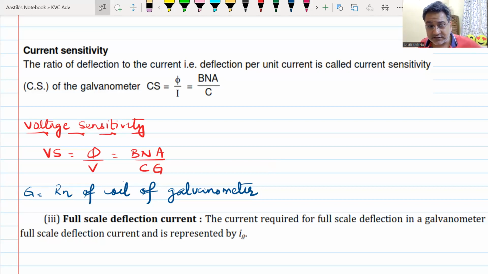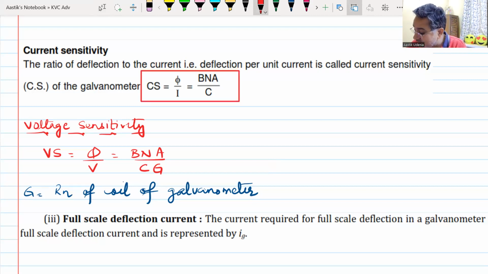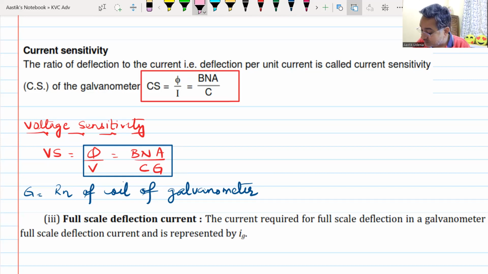A question came in this year, one of the sessions on voltage and current sensitivity. So the current sensitivity is given by phi divided by I. Phi is the deflection, I is the current. Voltage sensitivity is given by phi divided by V, so it becomes BNA by CG, where G is known as the resistance of the galvanometer, or RG, or whatever you call it. Do we understand this? Yes, sir. All these terms, all these definitions you must remember.